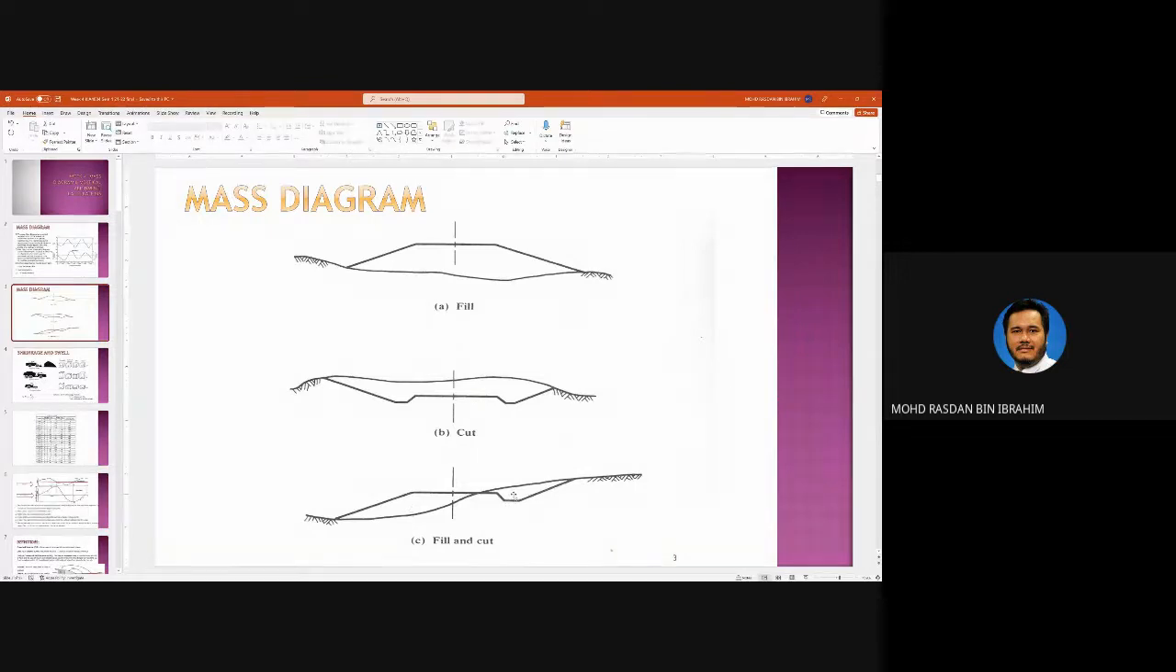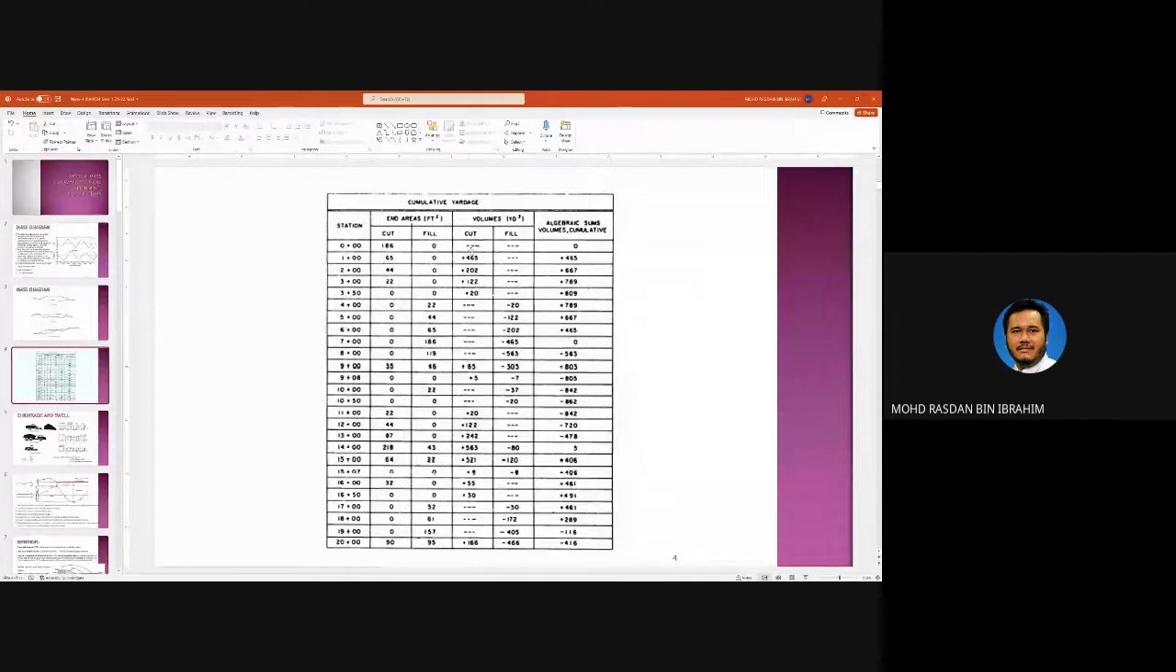From here, you will get an area for every cross section. From that area, you will get the volume, calculated using maybe the Simpson method or trapezoidal method. This volume will be accumulated in this final column here. So cut and fill, cut and fill. Positive here is cut and negative here is fill. Zero means that is the change between cut and fill.